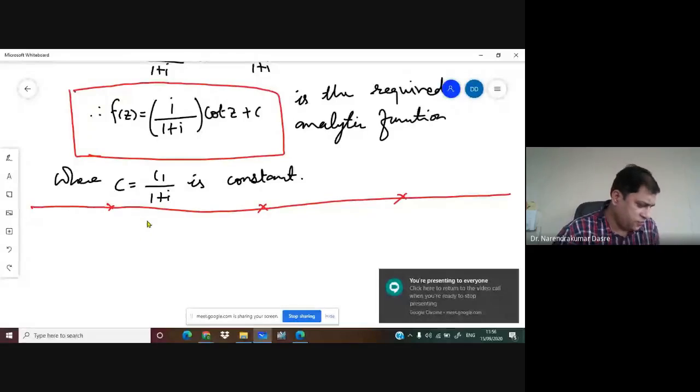Okay. So do you have any doubt in this example? Is there any doubt in this example? Okay, that's good. No problem. So we'll have one more example based on this. Okay, so let's have the example.